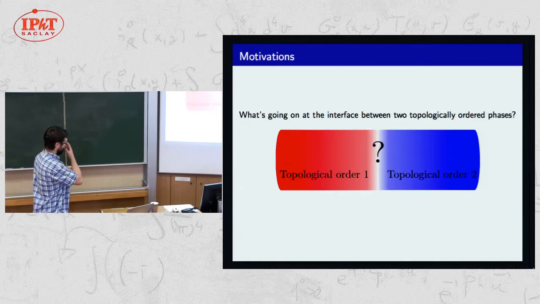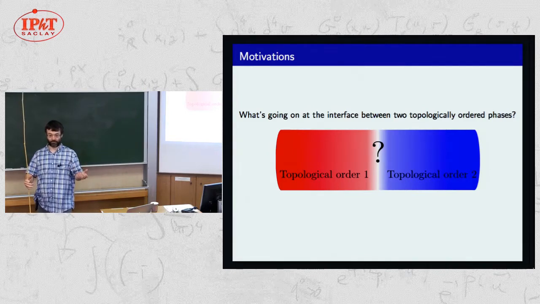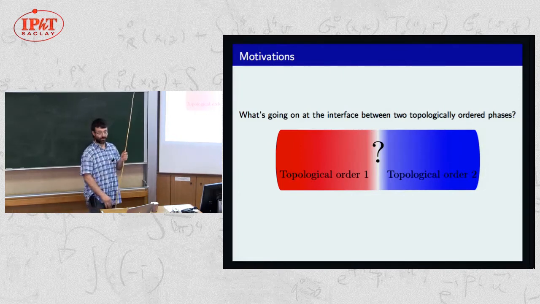So roughly speaking, the motivation is what? Okay, we've heard a lot about topological order. So say you take 2 different topological order phases and you bring them together. What do you expect to find at the interface?